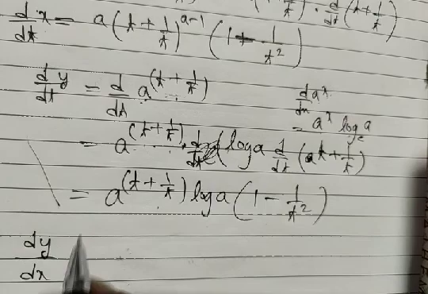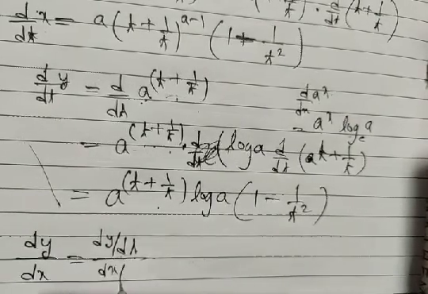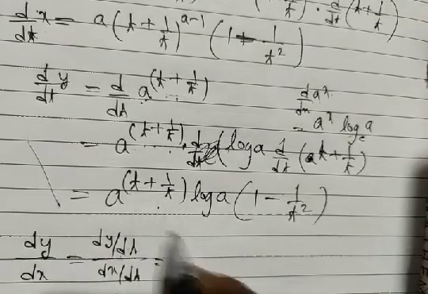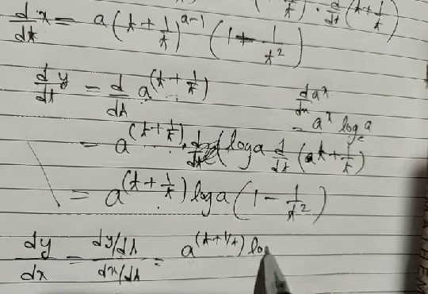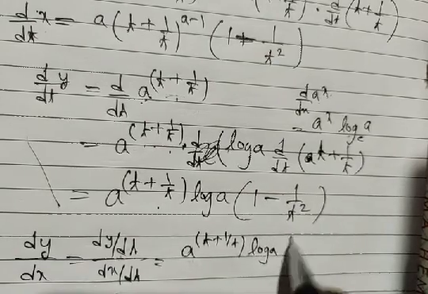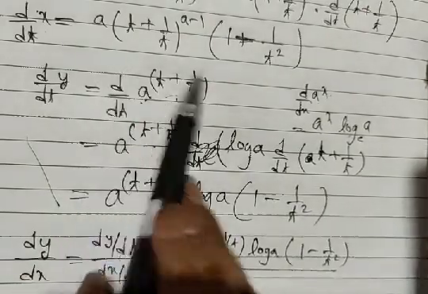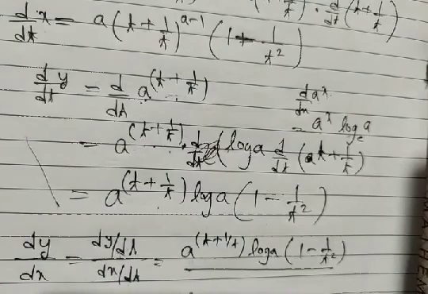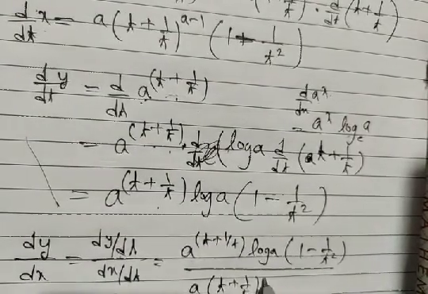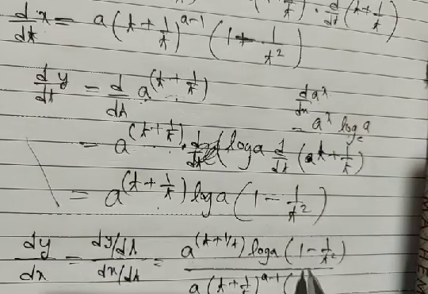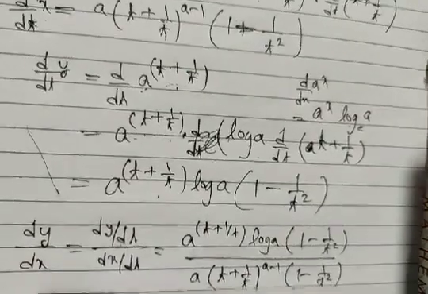Then our dy/dx is given by dy/dt divided by dx/dt. What is our dy/dt? It's a^(t+1/t) log a into (1 − 1/t²). What is our dx/dt? It's a t plus 1 by t to the power a minus 1, and (1 − 1/t²).